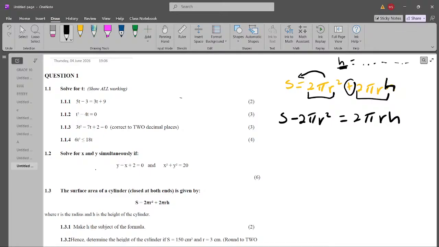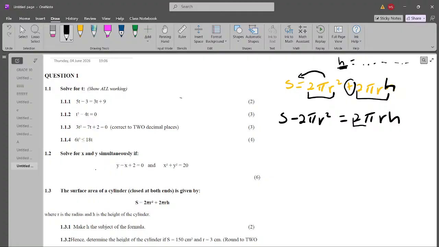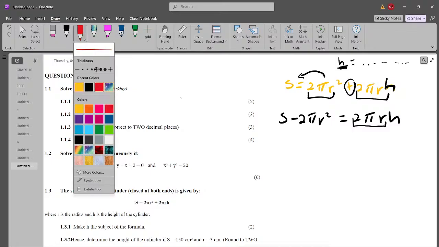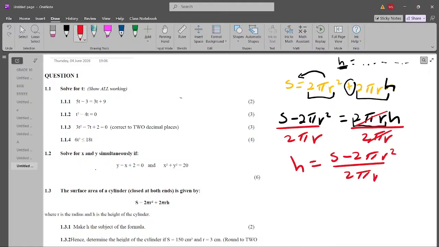Then, because we want to solve for h, and in this case h is combined through multiplication with r, with pi, with 2, how can we isolate h? When we have these terms combined with multiplication, we can divide. I'm going to divide by 2 pi r. Then this 2 pi r will cancel this 2 pi r. Ultimately we are left with h is equal to s minus 2 pi r squared over 2 pi r.